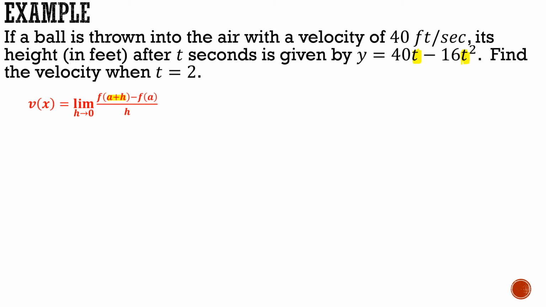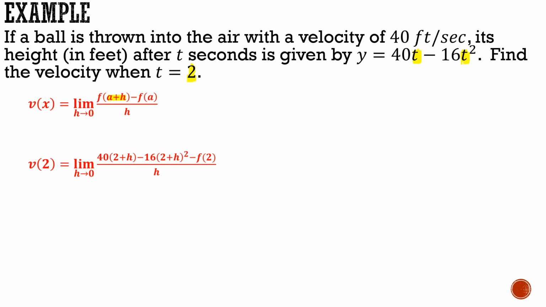Now remember, your a is whatever value you're going to. So in this case, we're going to t equals 2. So my a is actually going to be 2. So instead of going with a plus h, I'm actually going to put in 2 plus h into my formula for my derivative. So again, that first part, every time I see a t, I'm going to put 2 plus h. So I get 40 times (2 plus h) minus 16 times (2 plus h) squared.